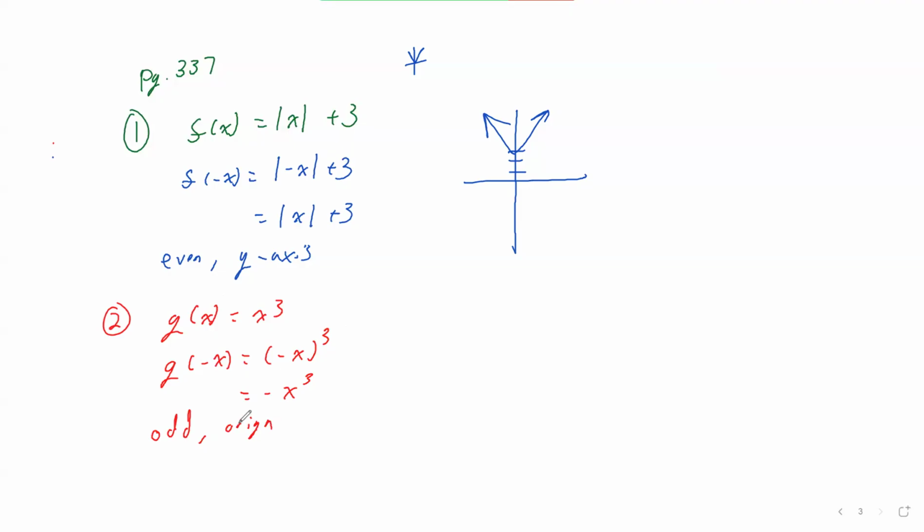So this right here saves a lot of time when these events happen. After that, I'm just going to graph it. And this is the parent function in itself, so it looks just like this. All right, let's look at number 4.